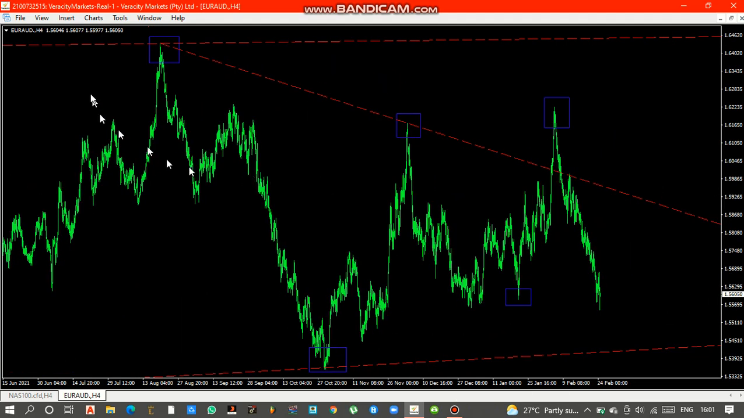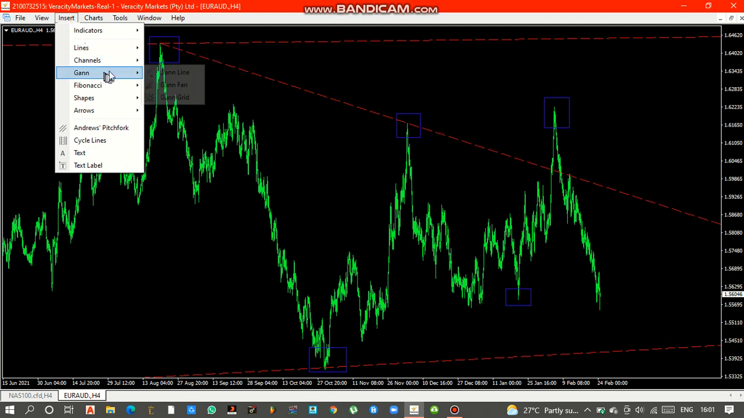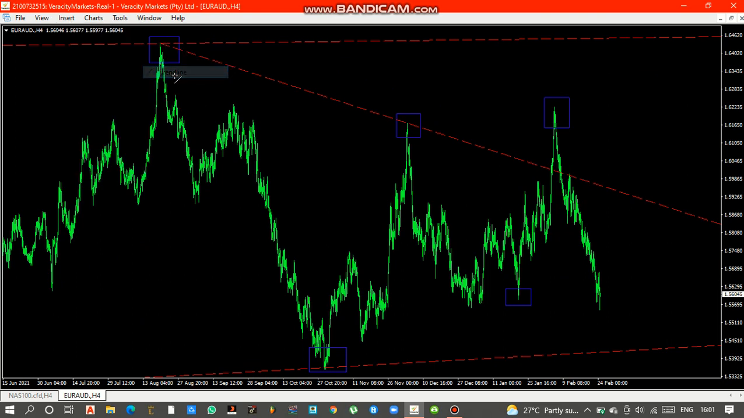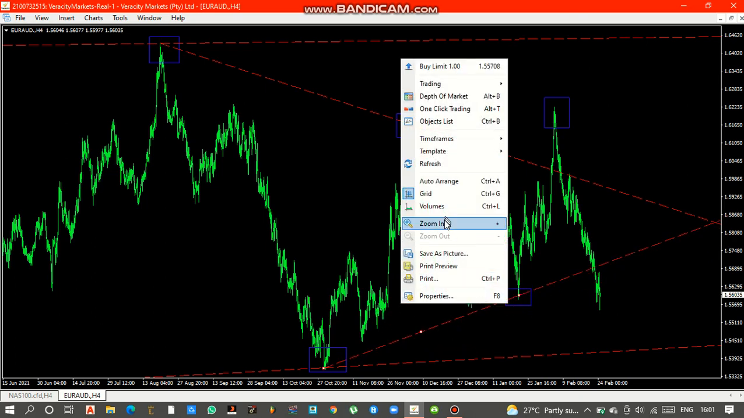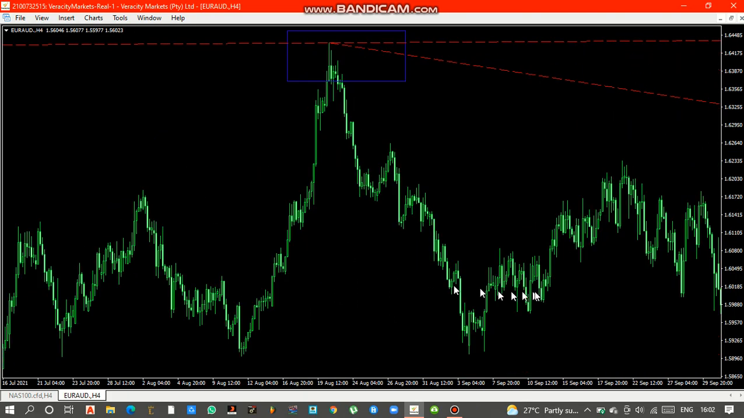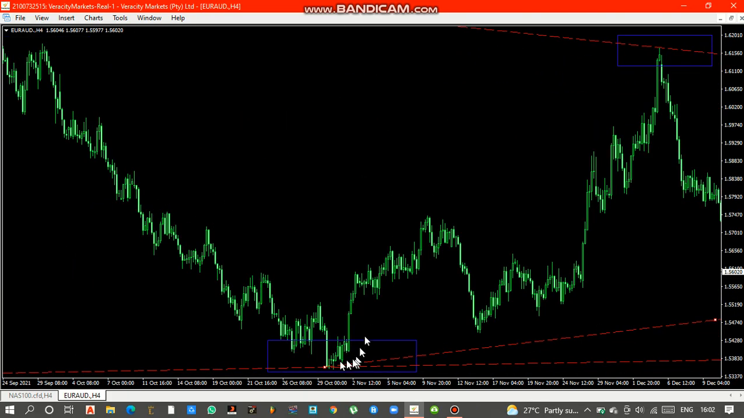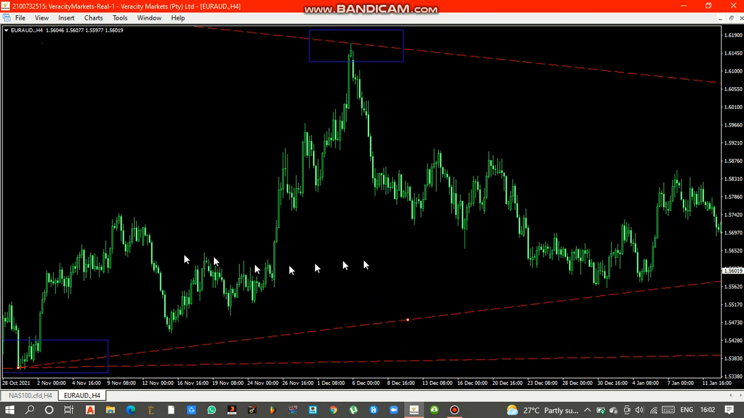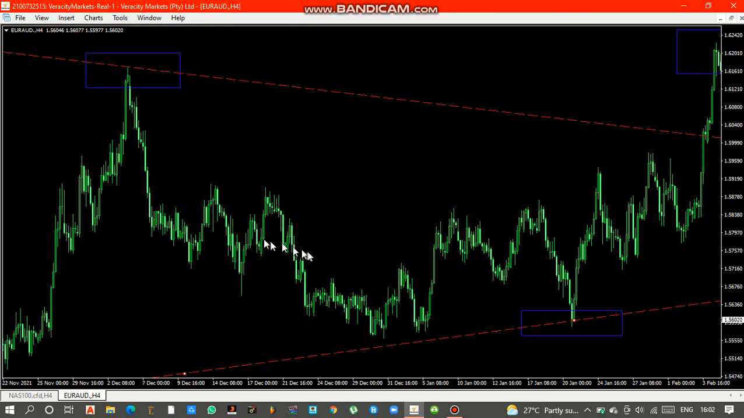and then now we come to our lows, insert lines, trend lines, and then from the support trend line you draw your trend line, you're connecting your two peaks, and then you zoom in. After zooming in you make sure that your trend line touches your last bearish candlestick, because that's where the market retraced and formed the peak.